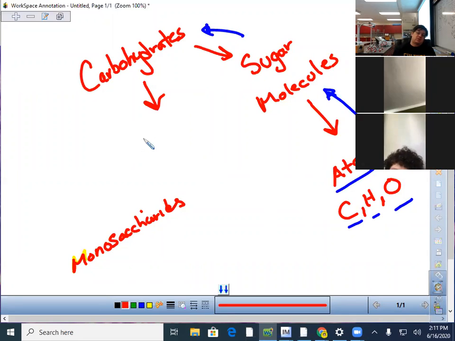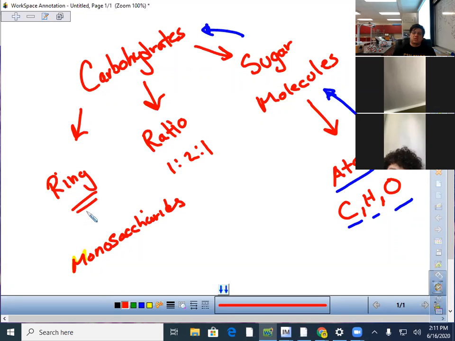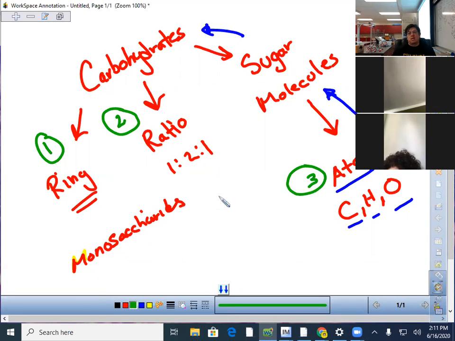They have a 1 to 2 to 1 ratio. Okay, so yeah, there's a ratio thing going on. Good, yeah. So there's that 1 to 1 ratio. Very good. And then there's one more thing, Giselle. Do you remember what it was? The ring. The ring. Very good. Excellent job. So all sugar molecules have these 3 properties. 1, 2, and 3. So keep that in mind as we're talking about this.